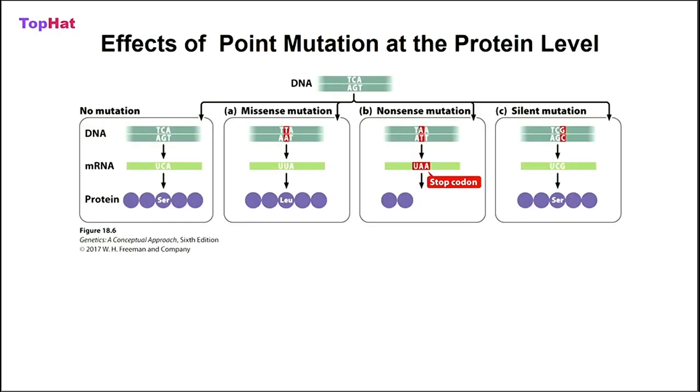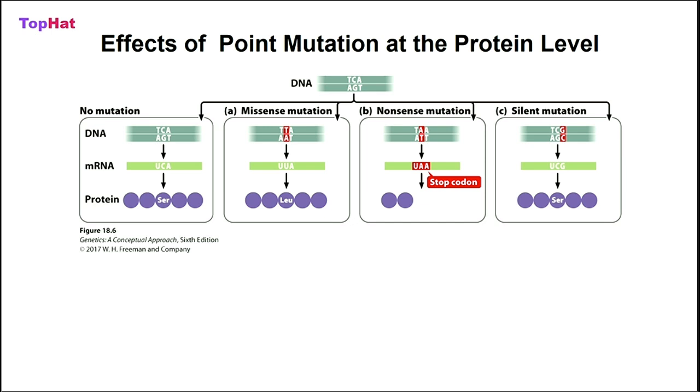So here's a figure that shows us basically the same information. So initially in our DNA, in the coding strand of the DNA, we have TCA, which means our messenger RNA has UCA, which codes for a serine amino acid. So if the C in that coding strand is changed to a T, now our messenger RNA is going to have a UUA, which is going to code for a leucine. So that would be a missense mutation, going from serine to leucine.